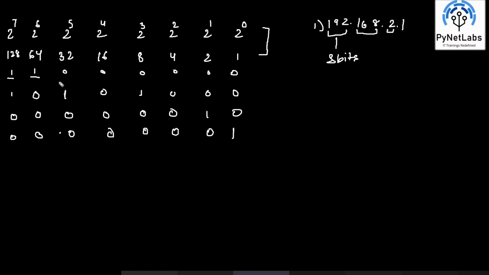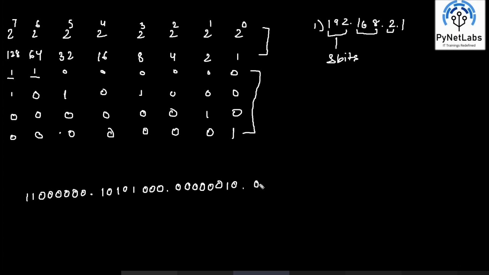Okay. So when we write these numbers together, we get the binary form of the IP address, which is 11000000 dot 10101000, and after that 00000010, and the last one 00000001. So this is the binary form which a computer understands.